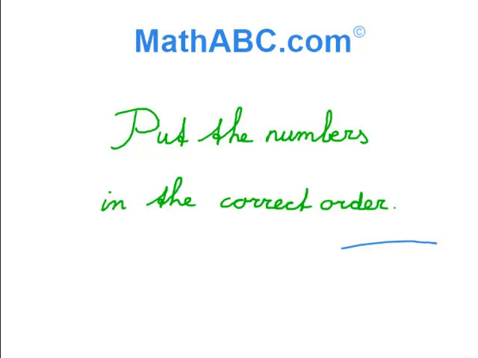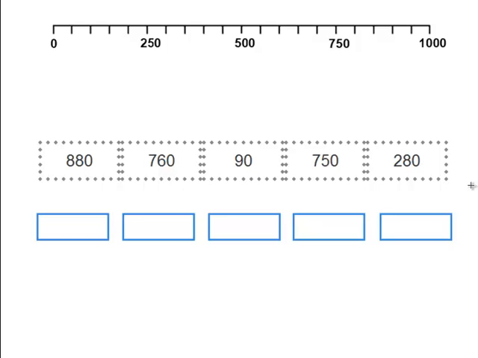Put the numbers in the correct order. We see here a lot of numbers and a number line at the top. So this number line starts with 0, and then we have 250, 500, 750, and ending with 1000.